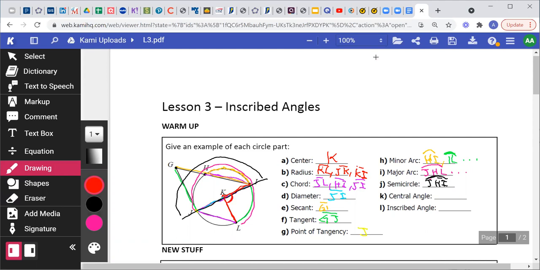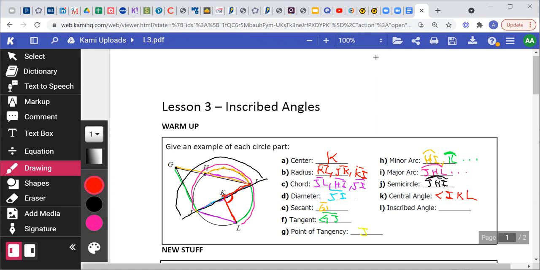Here too, the red line moves from I to K. This represents the angle symbol, I, K, and then back to L here. So this is the central angle.